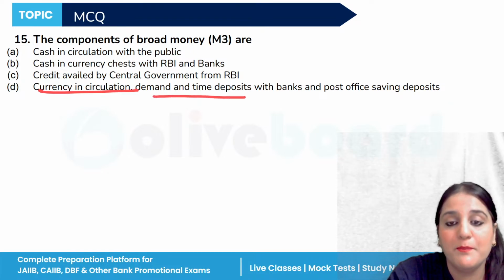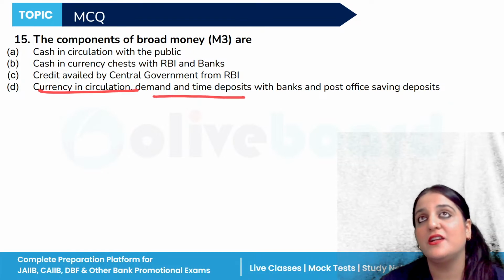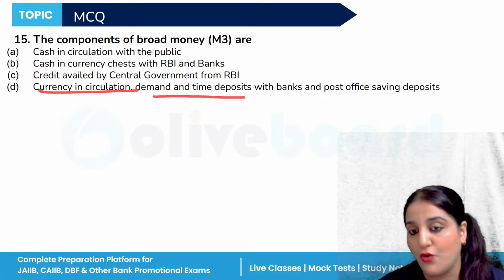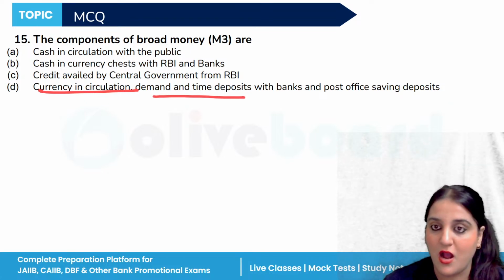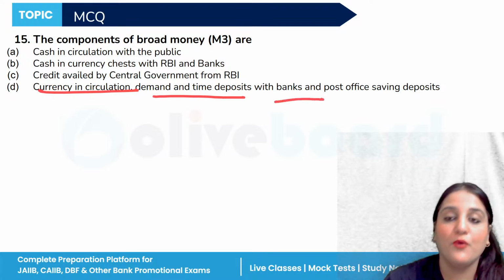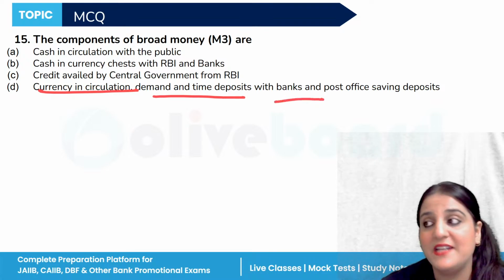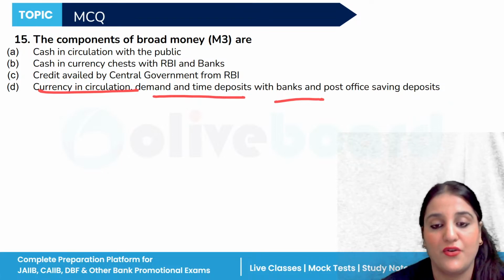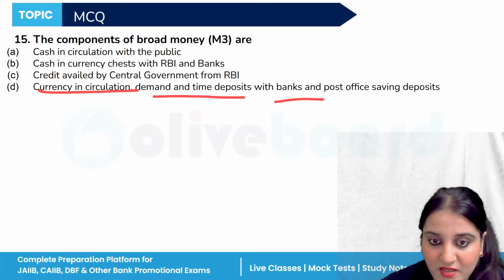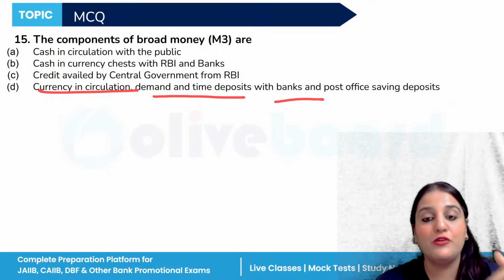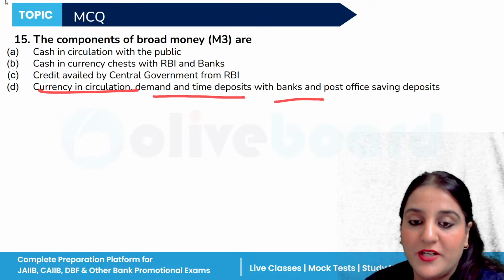Then demand deposit with the banks. These are the deposits that can be withdrawn on demand without any notice, such as checking accounts. Then time deposit with banks. These are the deposits held at bank for a fixed period of time, where the depositor typically cannot withdraw the funds without penalty until the maturity date.